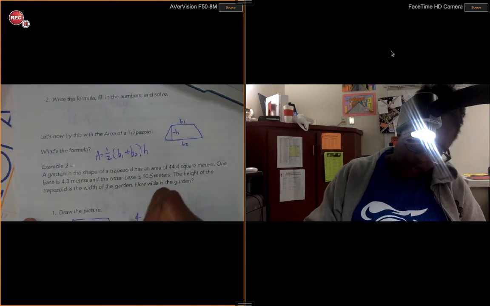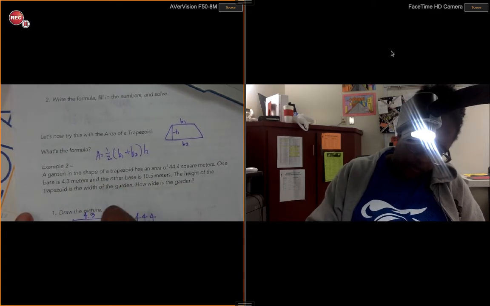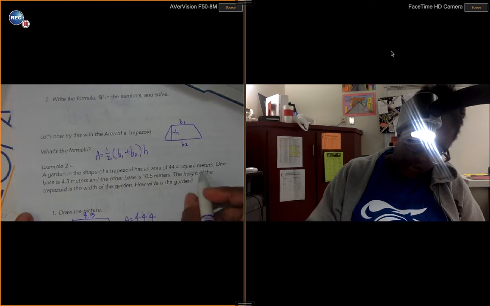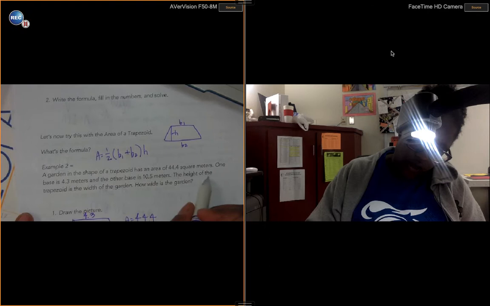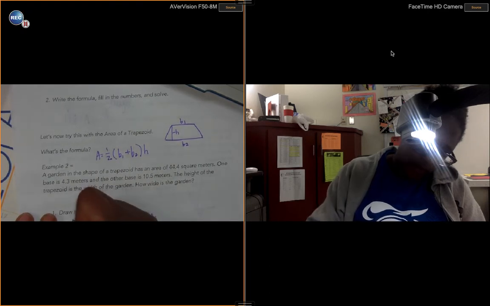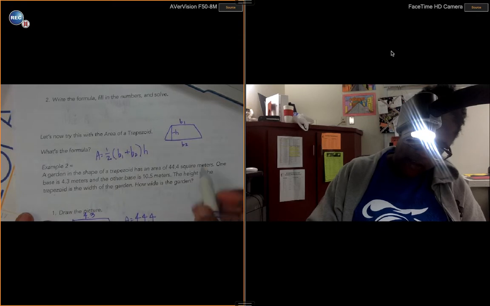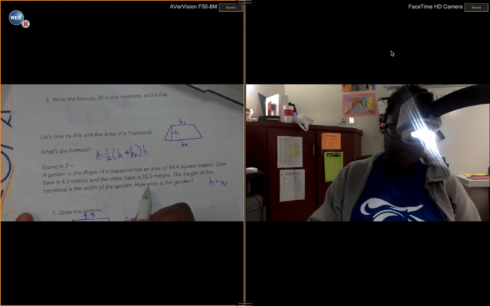It has an area of 44.4 square feet. One base is 4.3. The other base is 10.5. The height of the trapezoid is the width of the garden. So it's basically telling us that the height of the trapezoid is the same as the width. So if we find the height, we'll also find the width, okay?